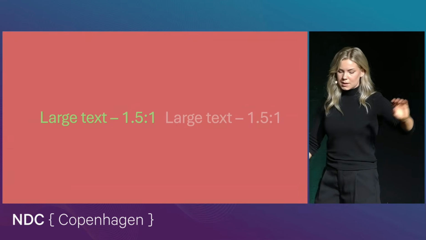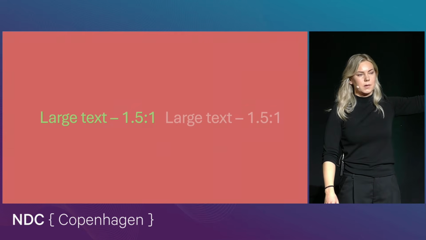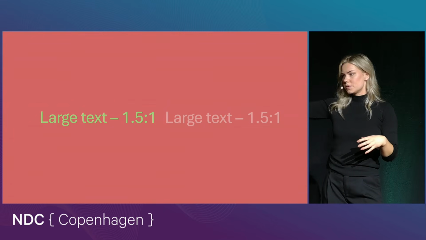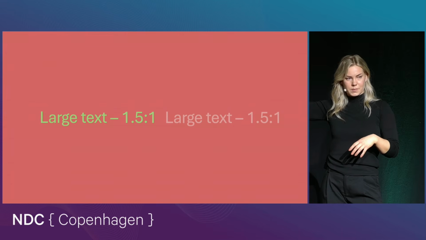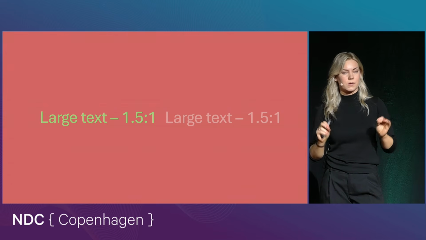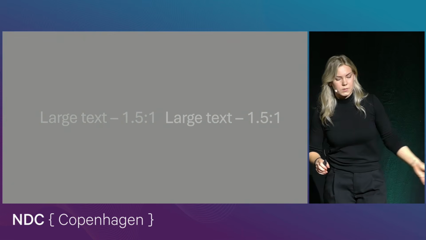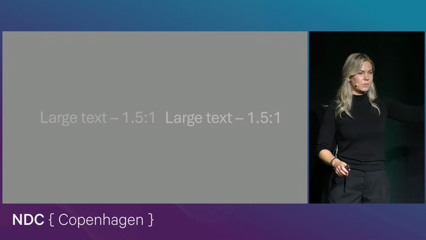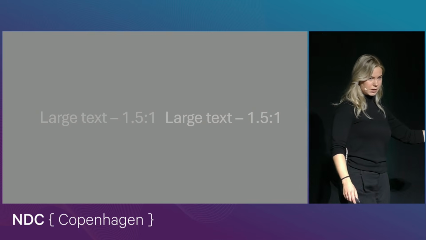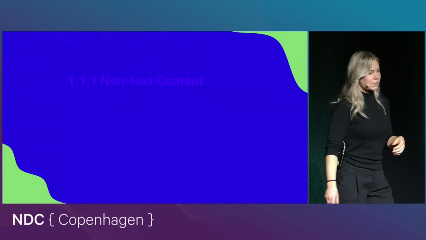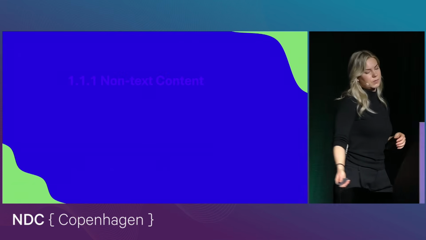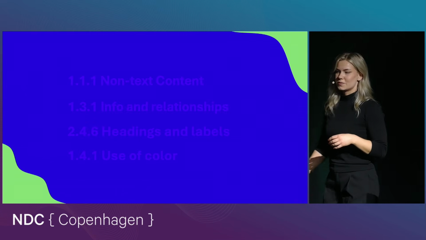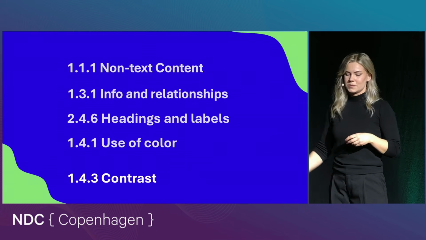Some of you might think that the green text on the red background is the one that is easiest to read, and some other people might think it's the red on the red. But both of them have the exact same contrast ratio. And if you put a grayscale on it, it will be even harder to read the green one, even though it might be easier on the last slide. So now we have been through non-text content, info and relationships, headings and labels, and use of colors. And of course also contrast.